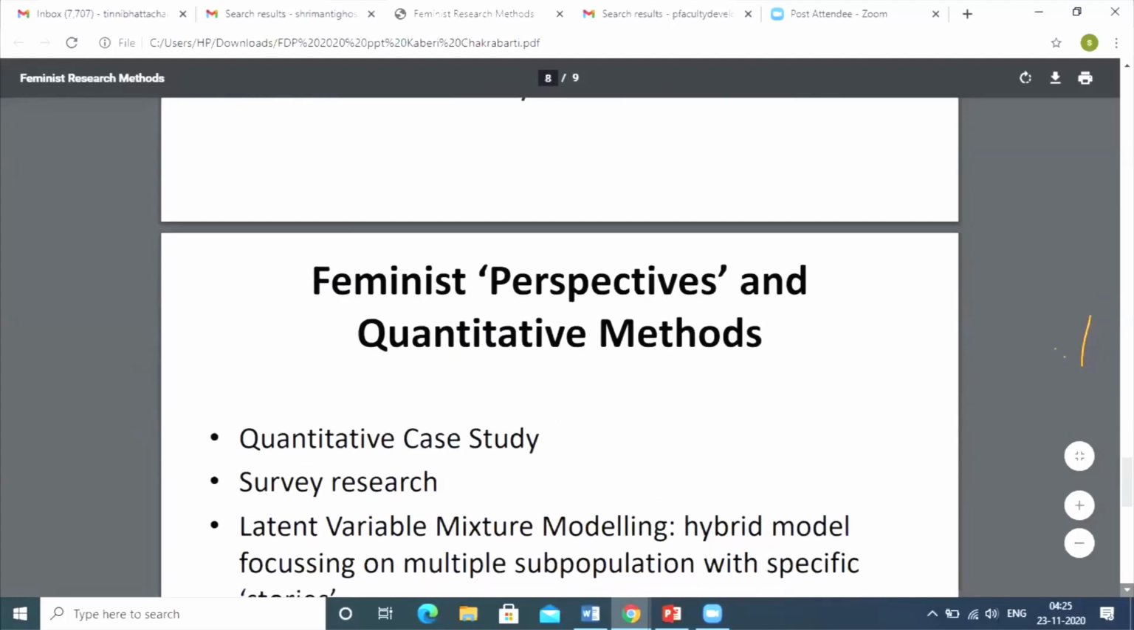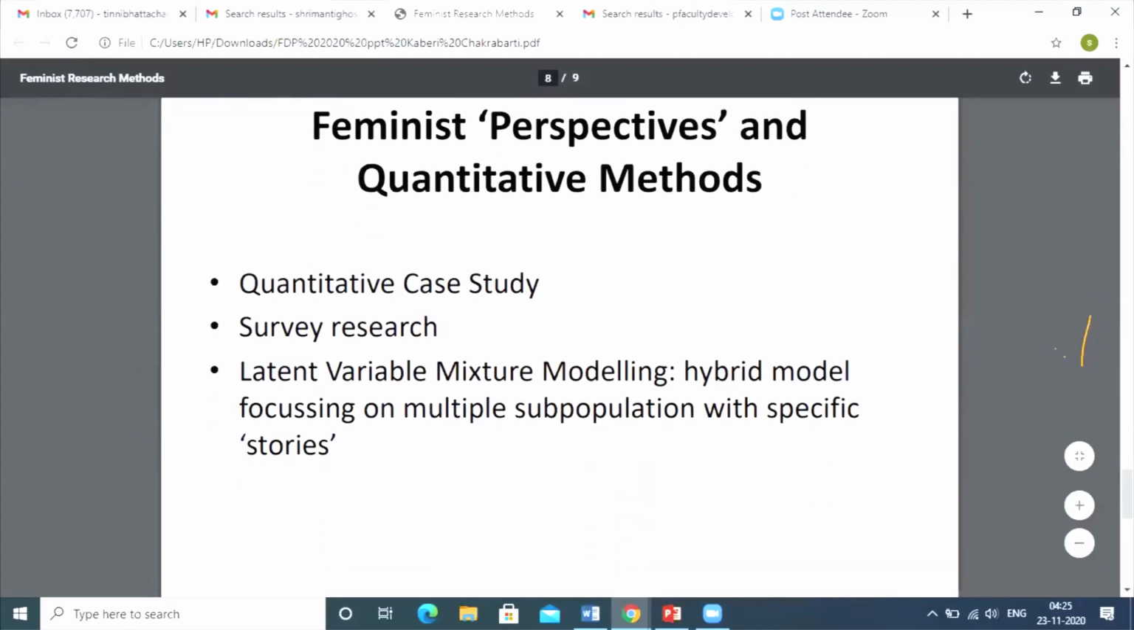That is true also for adopting quantitative methods. So, how feminists have mended quantitative methods in their perspectives or in incorporating their perspectives. So, of late, these quantitative case studies, survey, these are very important, popular ones. With the use of technology and statistical modeling, we may find different newer variants of quantitative methods in feminist perspective.